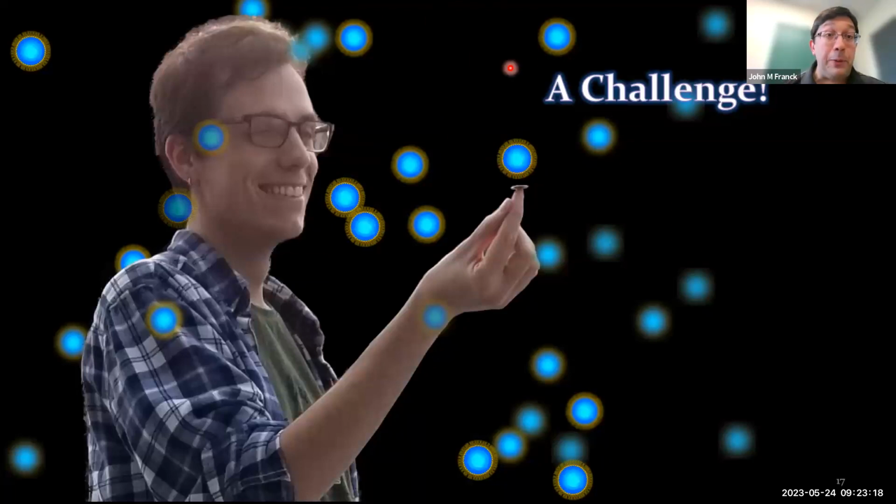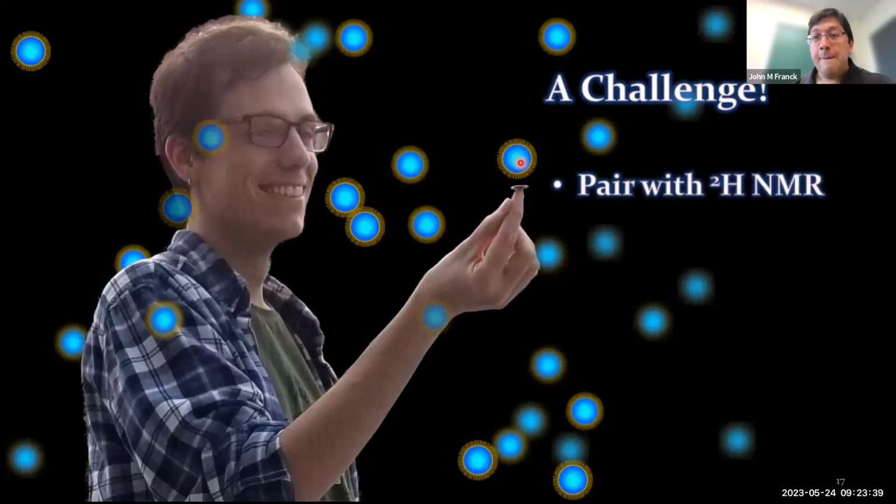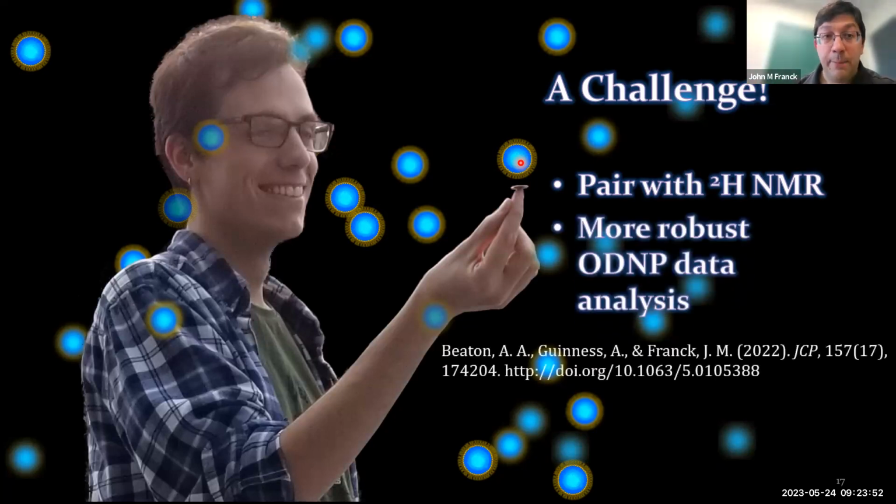And you'll notice that I have a black background here because there's a lot of organic solvent around that we don't want to hear from, that we're not interested in, okay? Because we have this tiny little sample volume, this is actually challenging for us because this is a very low proton type of measurement, right? So we have relatively little water that we're looking at, okay? And so to really understand what's going on here, we're going to do two things. One is that we're going to reach out across the table to other magnetic resonance measurements and pair this with deuterium NMR. And the other thing is that we're going to improve our ODNP data analysis, okay?